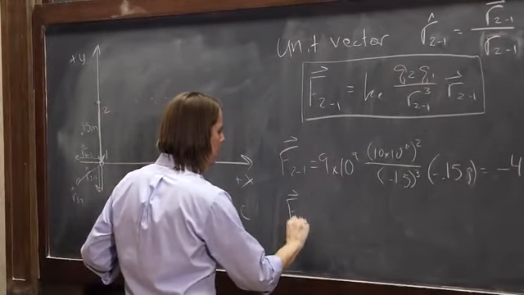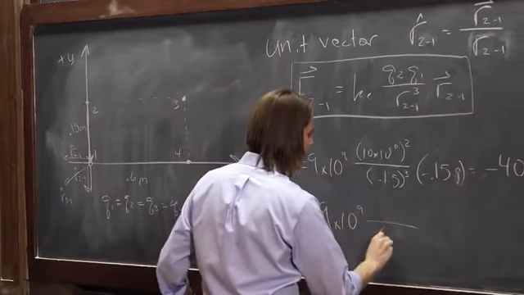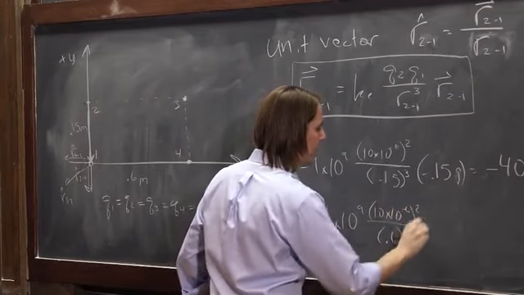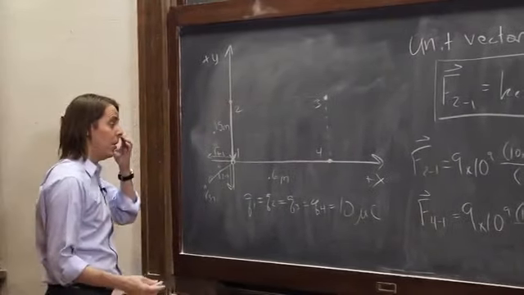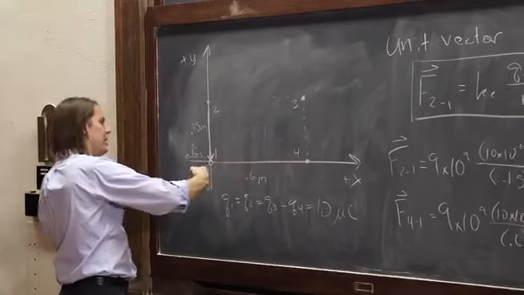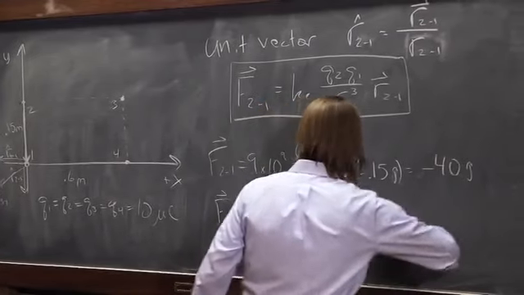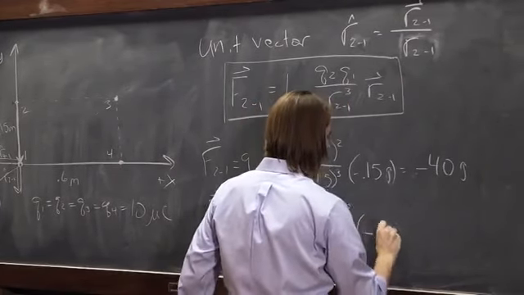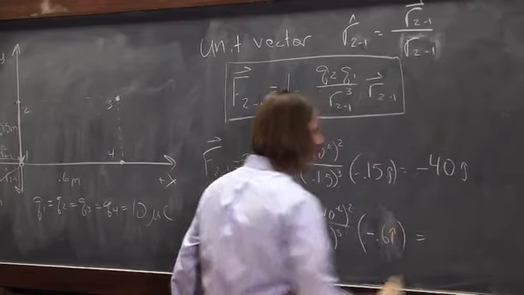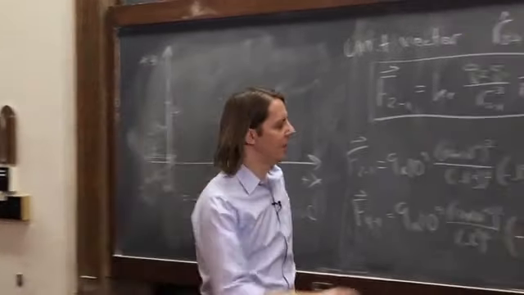And it's the same thing, 9 times 10 to the 9 over 0.6 cubed, times, on the top we have 10 times 10 to the minus 6 squared. And then we just write the vector r41. Well, that's minus 0.6 because it's this way, in the I hat direction. Minus 0.6 I hat. And that'll give you the same answer for that component, minus 2.5 in the I hat.